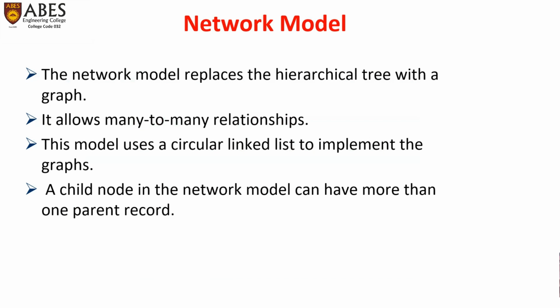The second one is the network model. The network model replaces the hierarchical tree that we saw in our last model with a graph. In simple words, a network model supports the graph and the hierarchical model supports the tree. The network model allows many-to-many relationships. This model uses a circular linked list to implement the graphs. So with the help of a circular linked list, you can implement a graph easily.